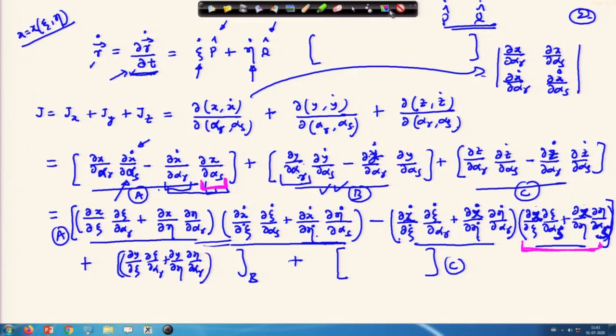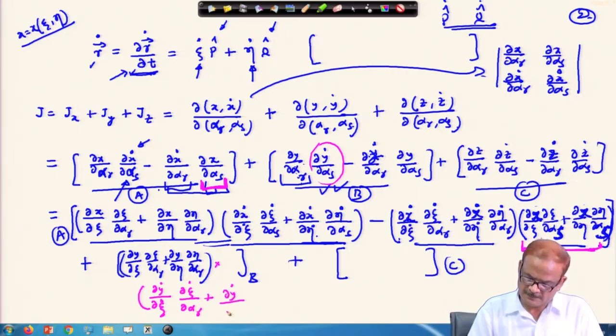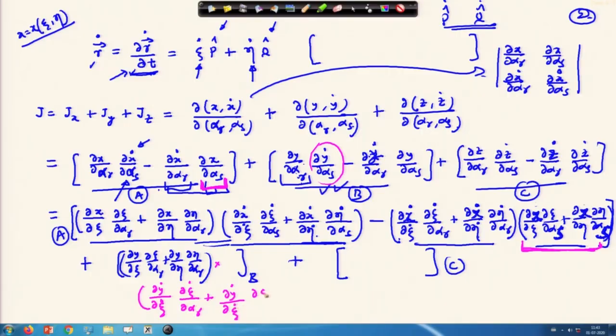Thereafter we need to write for this part. Similarly, we can put it here in the bracket, multiplied by here. So, this becomes ∂ẏ by this quantity, now with respect to ξ̇, because it is appearing as a function of ξ̇. ∂ẏ/∂ξ̇ times ∂ξ̇/∂α_s. And ξ̇ and η̇, it is a function of ξ̇ and η̇.